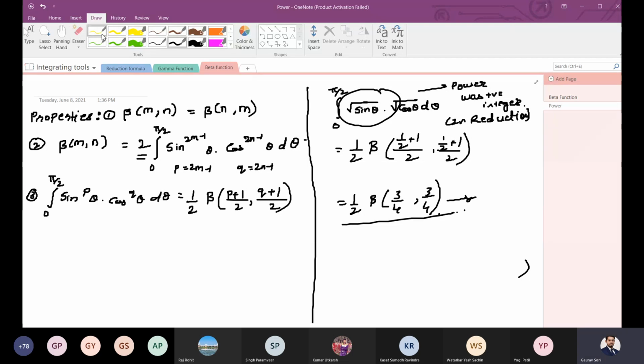Fine. Next, and a very important property, the fourth one, says that integration 0 to infinity x raised to m minus 1 upon 1 plus x raised to m plus n dx, this value is nothing but beta of m comma n.